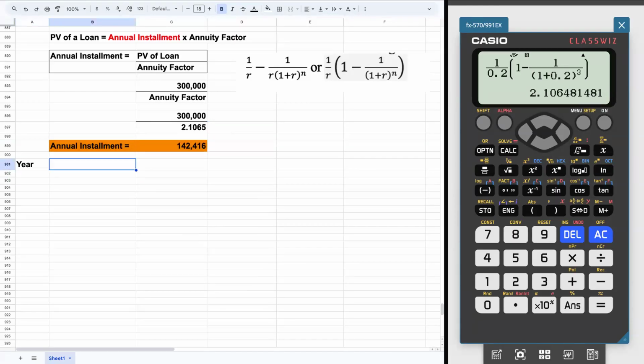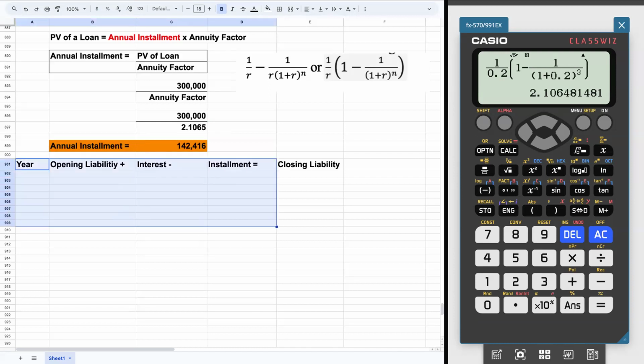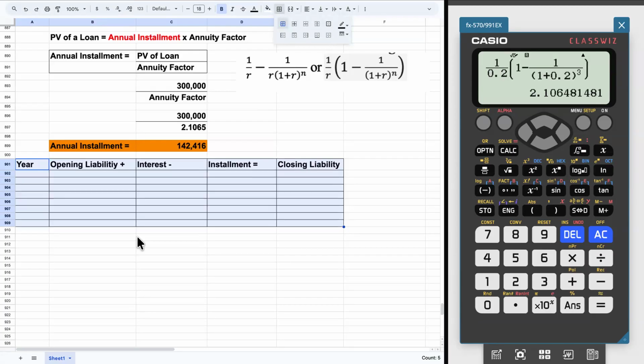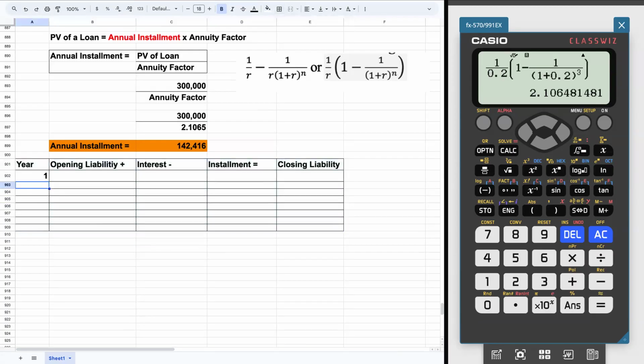Year, right? Year and our opening liability plus how much interest we have to pay for that and our installment basis, then it will end up with a closing liability for each year, right? This is the format of the table. That's the table I told you, right? So now let's prepare this table from year one.